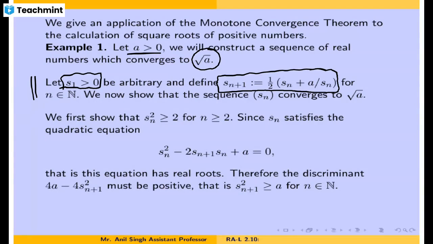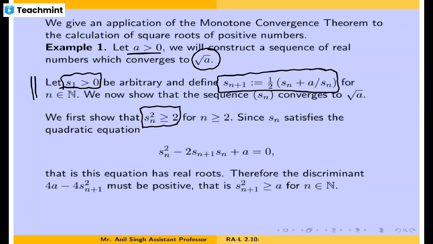And then what we are going to establish next is that this sequence, so defined starting with an arbitrary positive real number, is a monotone sequence. It is a bounded sequence also, and then the monotone convergence theorem will imply that this is a convergent sequence. Then, using this recurrence relation, we will show that the limit of this sequence is exactly the root of a. To establish that it's bounded, let us first establish that the square of each term of the sequence for n greater than or equal to 2 is greater than or equal to a, so that this becomes a lower bound of this sequence.